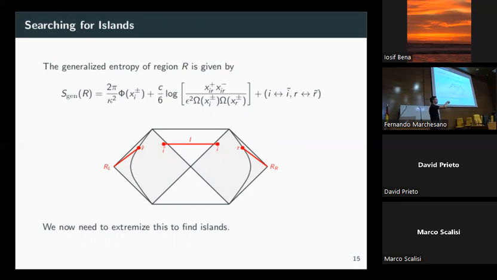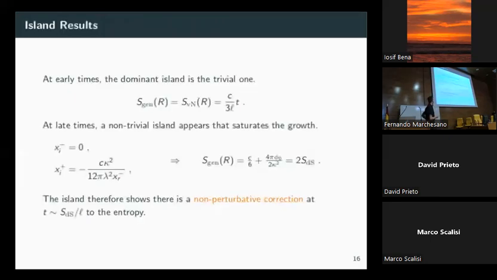And then there are two conformal factors that are there because the way we compute this entropy is by doing a conformal transformation from flat space to de Sitter space. Now, this quantum extremal surface prescription, or the island formula, tells us that we need to extremize this formula to find possible islands. And what you find is the following.